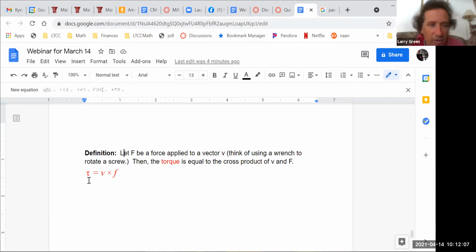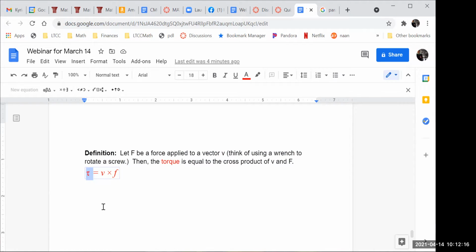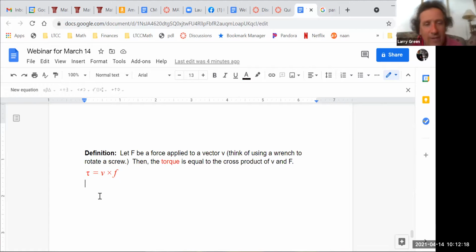Okay, so who knows how to read this letter here, this first letter? Tau. It's a Greek letter, and it's read tau, and that's what people tend to use for torque. Tau is equal to V cross F. So that is capital F. That is equal to another major application of physics.